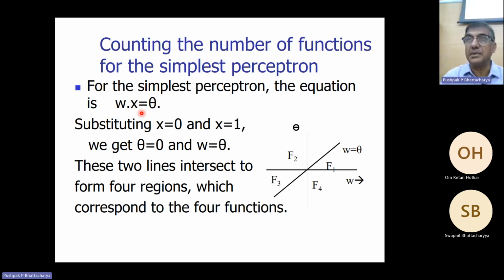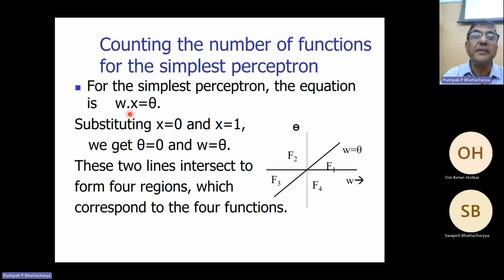For a perceptron with single input, w dot x equal to theta is the defining hyperplane. In this case, w equal to theta is a line in the w, theta space. So plot w on the x-axis and theta on the y-axis. When x is equal to 0, theta equal to 0, so the x-axis is giving one hyperplane for x equal to 0. And when x equal to 1, w equal to theta, which is a line passing through the origin at 45 degrees with the x-axis.